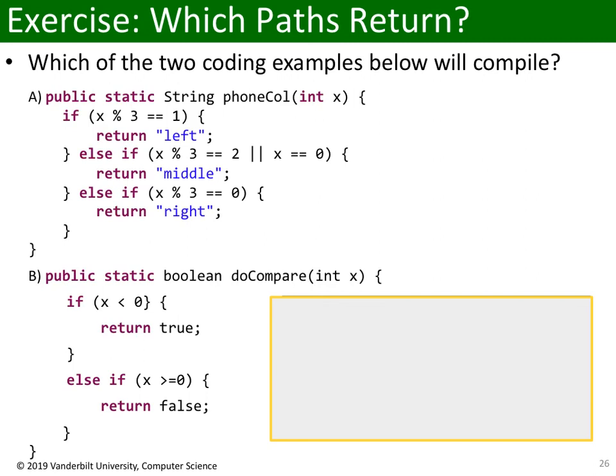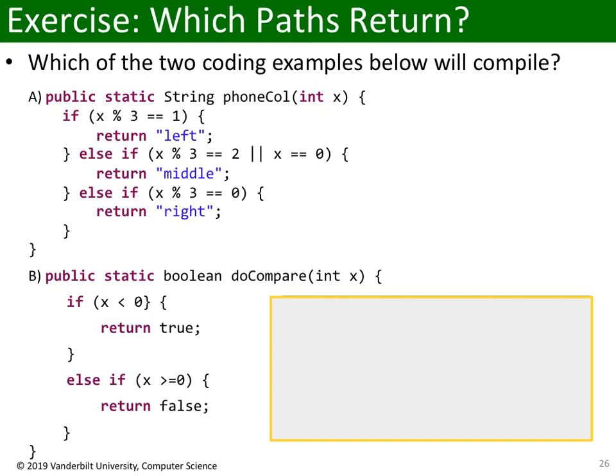So the first example is a variation on the program we looked at previously to decide which column a number would be in on a foam pad. So notice the if branch structure. We have if, and we're modding by 3, and if this results in a number equal to 1, then we will return left. Else if, and we have a test, which if this test evaluates to true, we will return middle. And then we have a third test, which is x mod 3 is equal to 0, in which case we are in the right column. So will this compile?